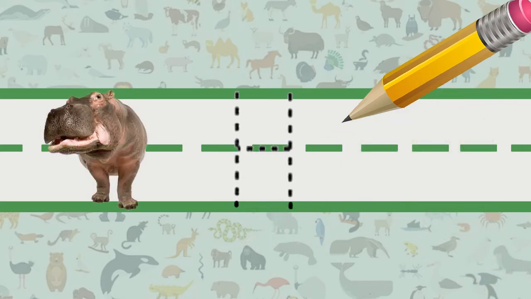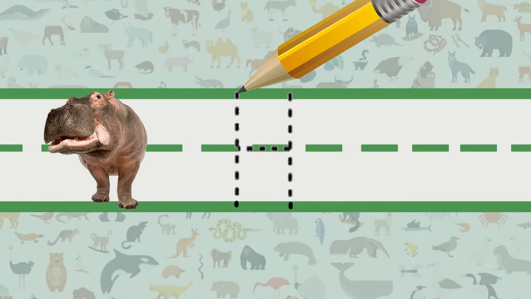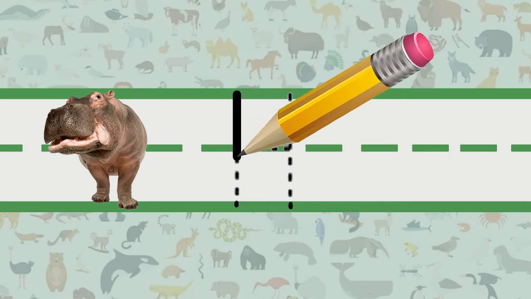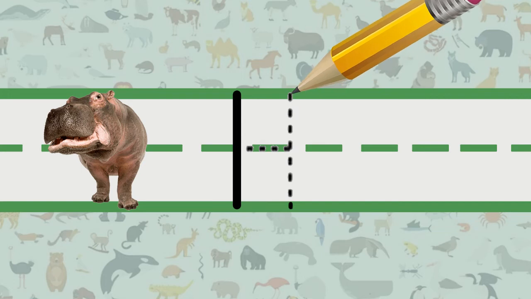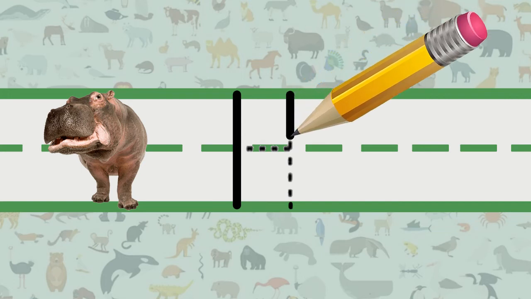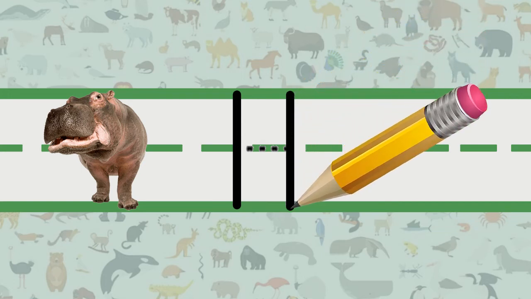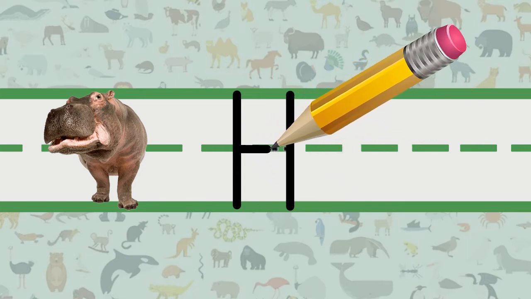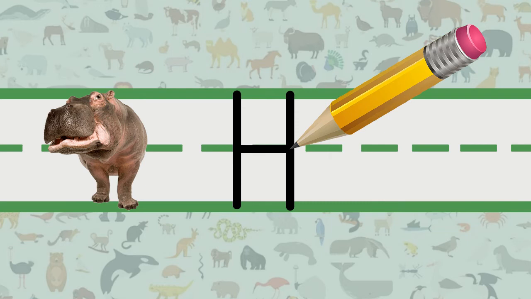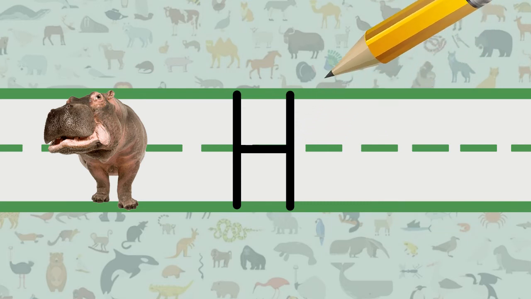H is for hippo. For capital H or big H, start at the top and draw a straight line down to the bottom. Then go back to the top and draw another straight line down to the bottom. Then go to the middle and draw a straight line from left to right. Good job! Let's do that again.